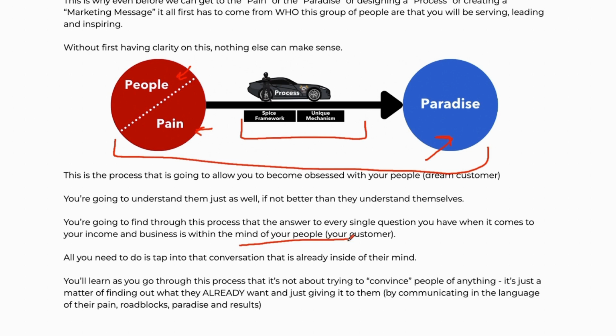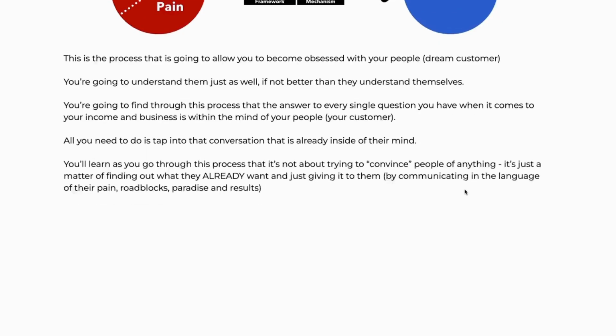And so as you go through this entire process, you're going to learn that this is not a process of trying to convince people of anything. It's really just a matter of finding out what it is that the people already want. What is the paradise that they're already looking for? What is their already existing pain? And then all you've got to do is start to communicate in their language using their pain, their roadblocks, their paradise, and the results that they are looking for. And so that's really the process that you're going to understand as you go through this entire 4P framework.